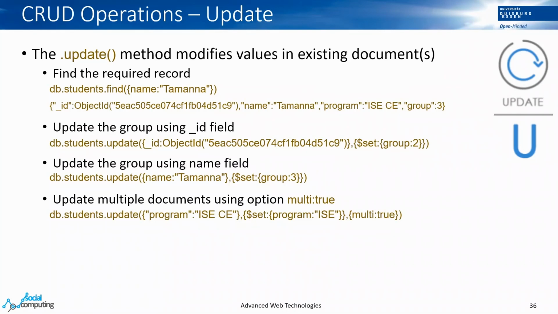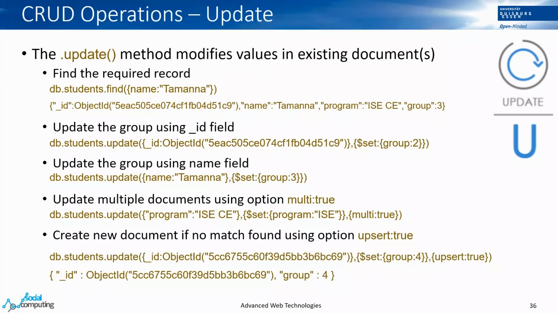Let's say we want to change the program, all the records with the program ISC CE to the program ISC. We just need to replace the text of the program. We want to remove CE. So what we need to do is provide a third option with the key value multi true. With this, all the records will be updated which fulfill the criteria of ISC CE. Their program will be updated to ISC.